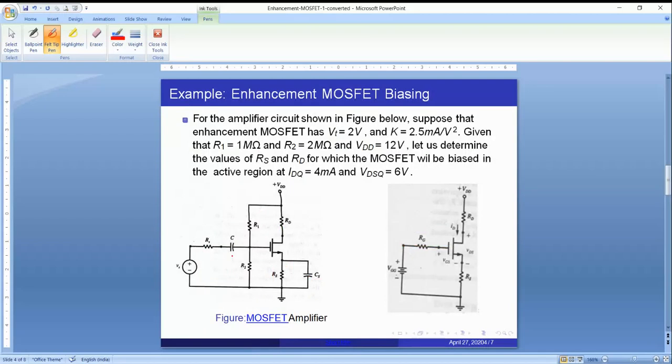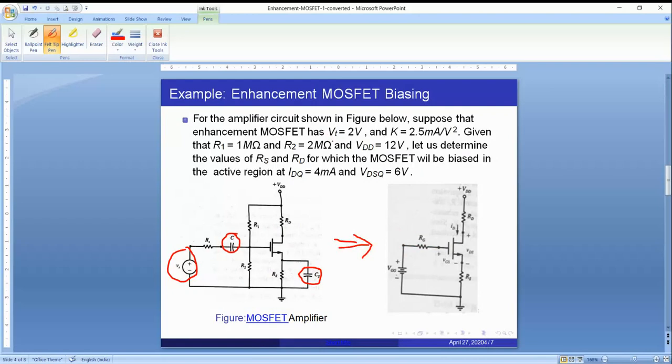So let us solve a simple enhancement MOSFET biasing problem. The figure shows an enhancement MOSFET circuit with an AC supply connected to the amplifier via a coupling capacitor, and this is a bypass capacitor. We are going to do only DC analysis. While doing the DC analysis, we will neglect the AC sources because in DC analysis, a capacitor acts like an open circuit. So the DC equivalent of the amplifier using an enhancement MOSFET is shown in this figure.